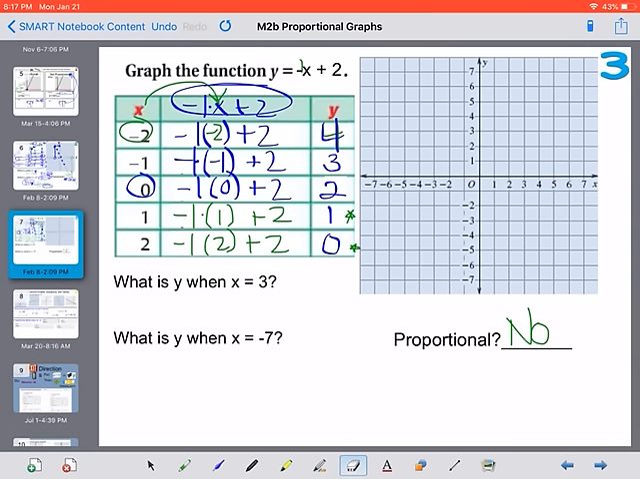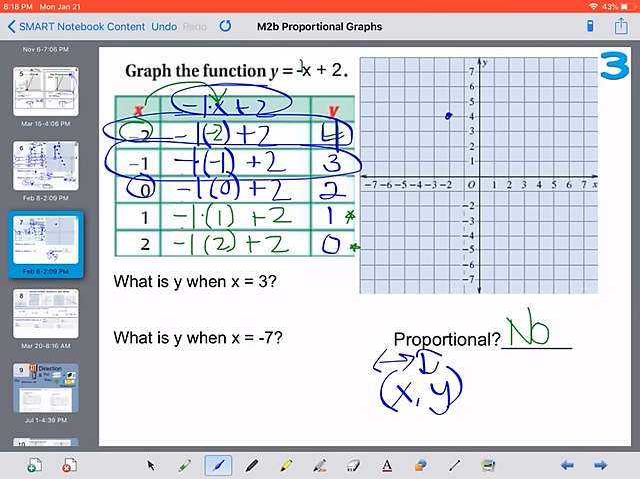So let's go ahead and plot these points. X, then y, remember. X goes left to right, y goes up and down. So our first point here is negative 2, 4. Right there. Next point, negative 1, up 3. Negative 1 is right here. That one for some reason isn't labeled there.